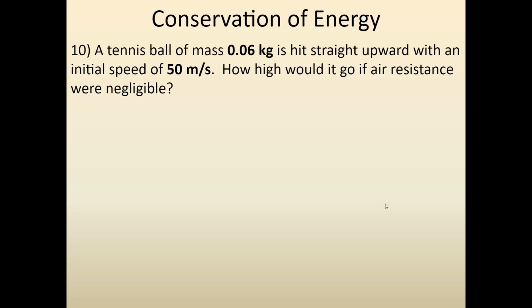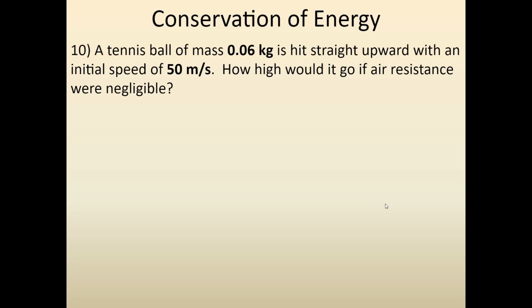All right. Now, one thing to keep in mind is when we're looking at all the types of energies, we have to be very specific and make sure that we don't accidentally include other types of energies. So here we have a tennis ball that's hit straight up with an initial speed of 50 meters per second. We want to know how high it goes. Now, if we go back to the flow of energy, the energy starts in the form of work, turns into kinetic energy, and then turns into potential.